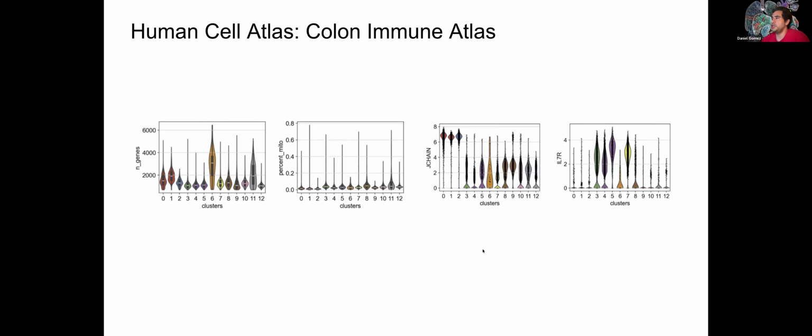And then in the J chain, we see 0, 1, 2, 5, 6, 8, 9, 10, 11. And then IL-7R, which is the cytokine receptor. We have clusters 3, 4, 5, and 7, as well as 6 and 8, and then some 11. And that's in this colon immune cell atlas.